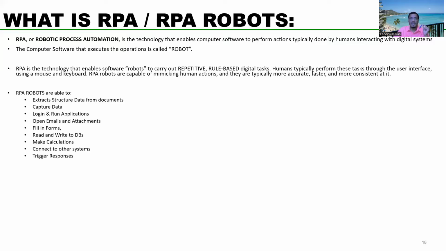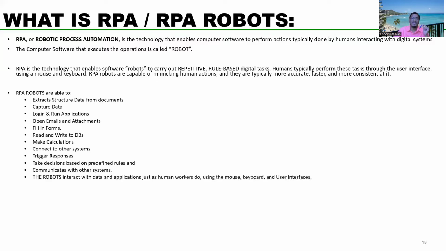They can connect to any other system. They can respond to triggers and work based on triggers. The bots can take decisions based on predefined rules, and they can communicate with any kind of system. These are a few of the many works a bot can perform.